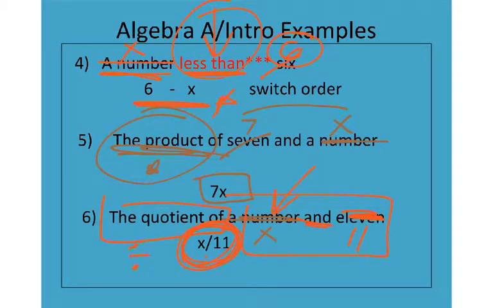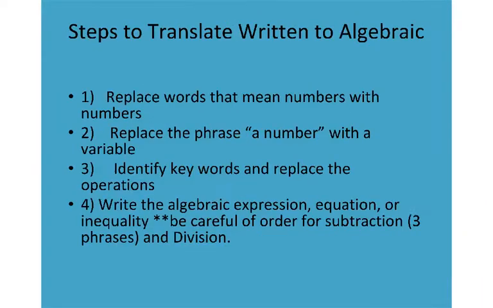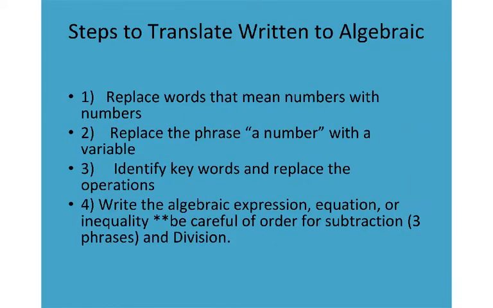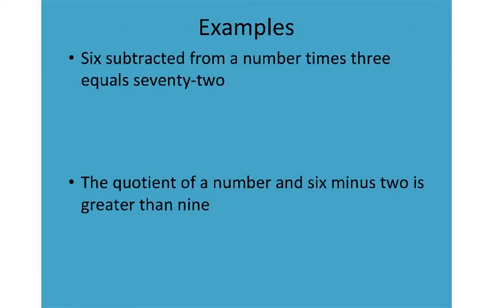If you want to write it as a vertical fraction, it would be x over 11. Okay? Some of you might have written it like this, which is fine. This is more the algebraic way you'll see it, though, as a fraction. But this would be fine as well. So don't worry about those.